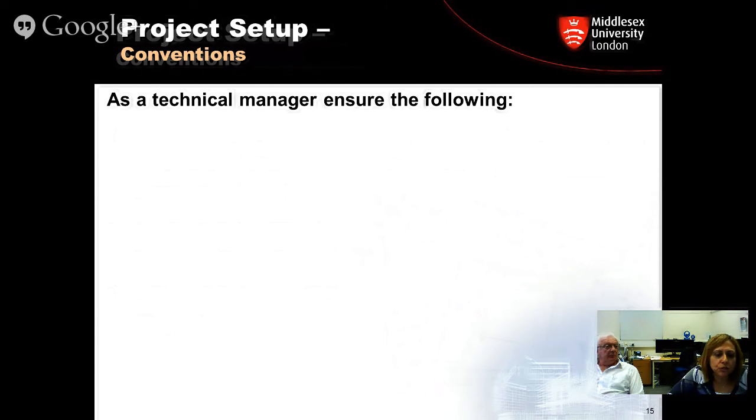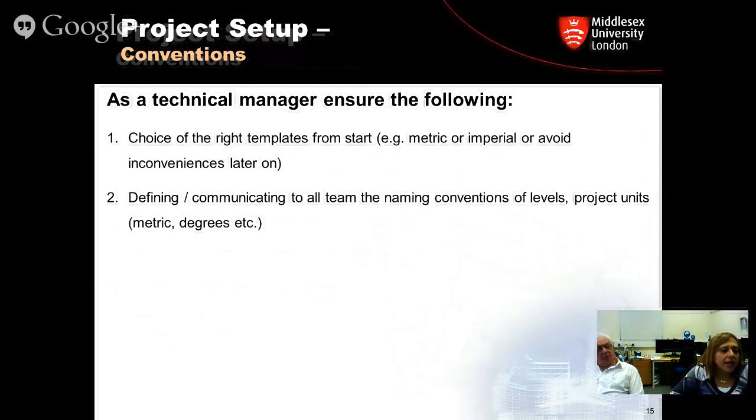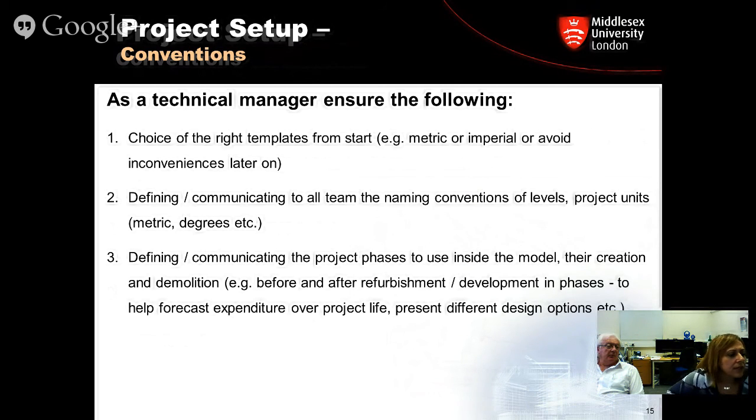Okay, third thing which should be taken into account by the technical manager during project setup is the conventions, all right? So as a technical manager, you should ensure choice of the right templates, okay? So metric, imperial. Define and communicate to all the teams the naming conventions, as we were saying. How will you name the files, all right? Define the project phases. Sometimes a project is divided up into phases. So for example, you have refurbishment phases. You have a building that is developed in stages. It's not all developed at the same time.